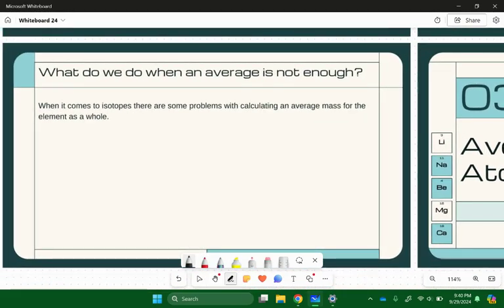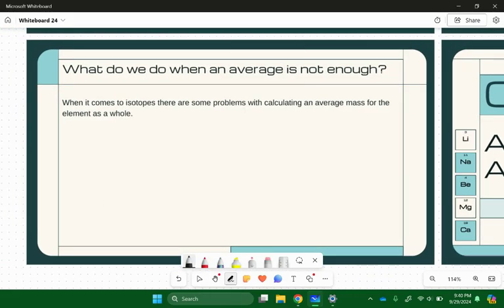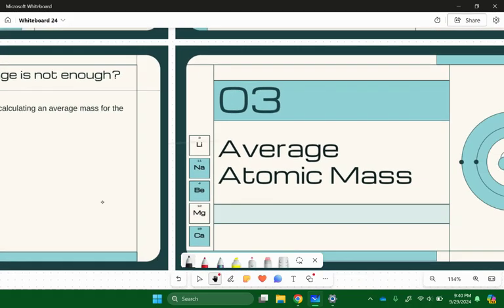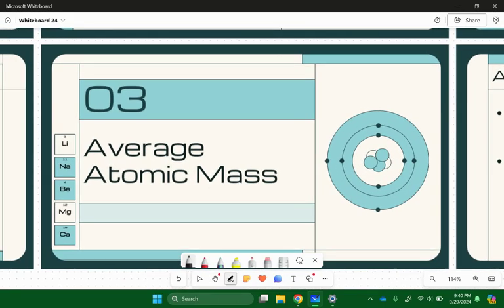And the reality is it's not. It can't be. That doesn't make sense, right? So we can't just take an average. We have to do something different. Okay. So in comes average atomic mass.